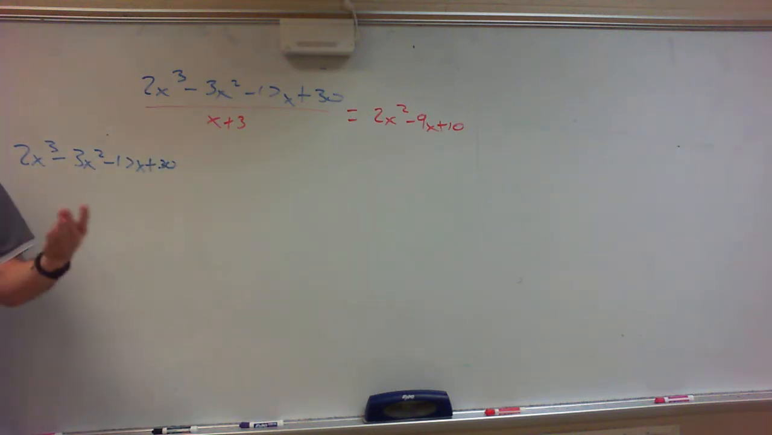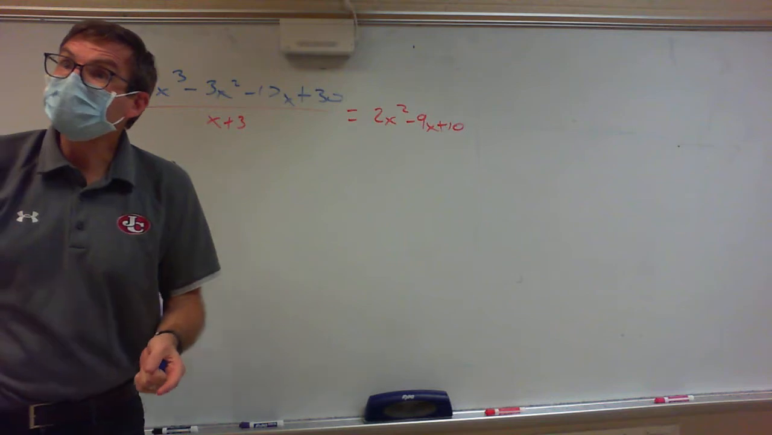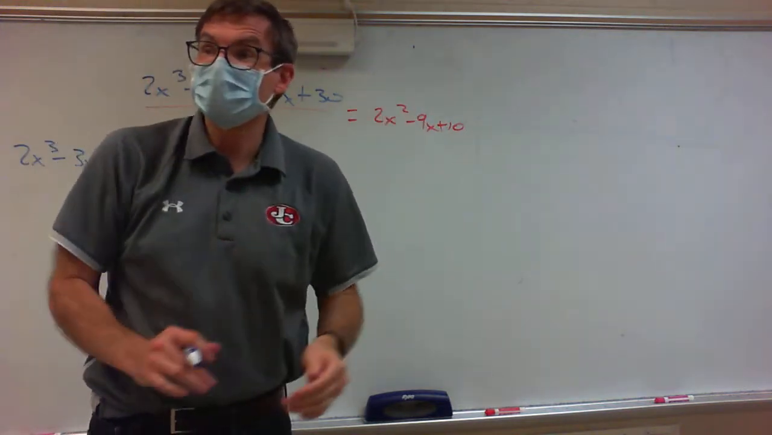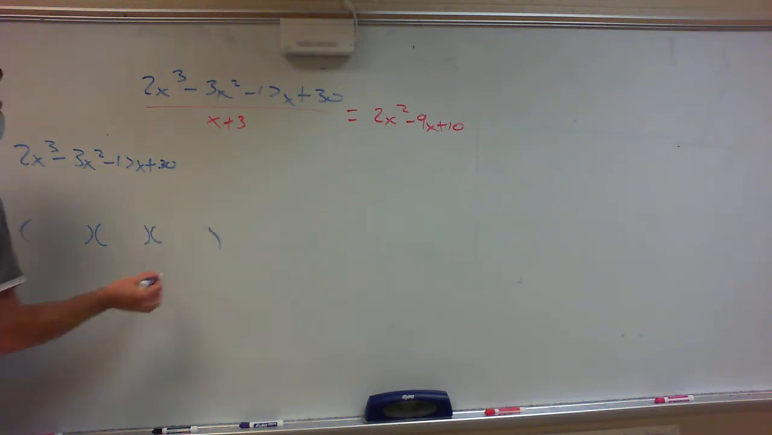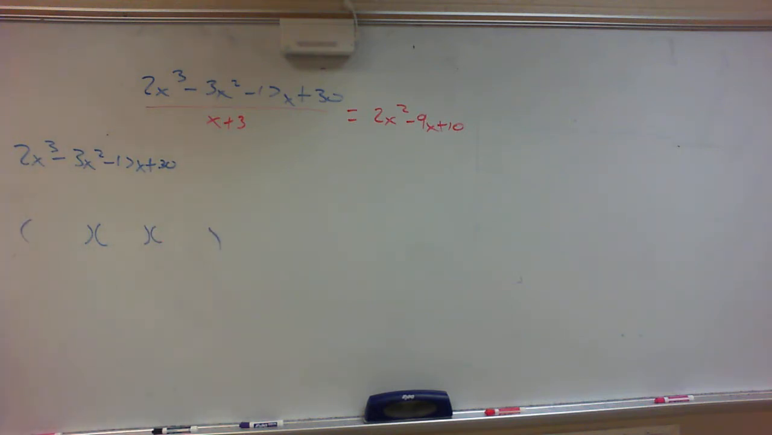Now, I'll go ahead and tell you what your answer is going to look like. First, what's the degree of this? 3. If it's degree 3, we're going to get 3 sets of parentheses. So when we're done with this problem, we're going to get 3 sets of parentheses. Whatever your degree is, that's how many of these little things you're going to get. So when we're done, we're going to get this.